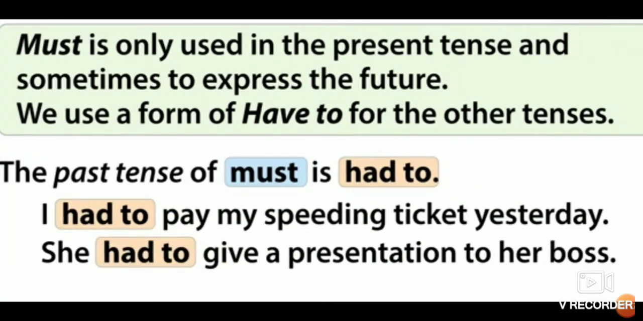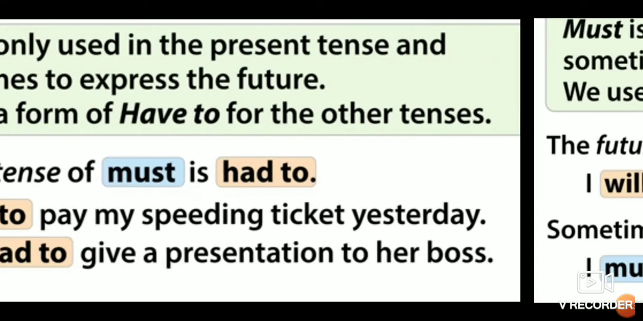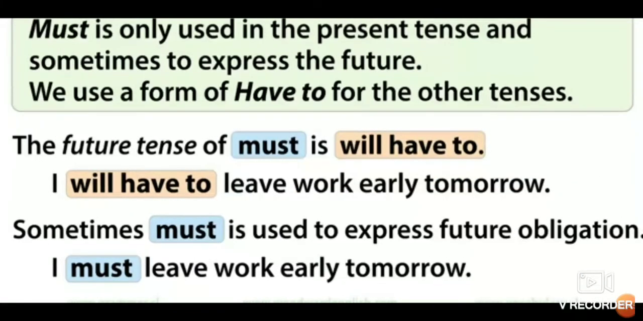Now, must is only used in the present tense and sometimes to express the future. Already we have read this. And have to for the other tenses, and had to for the past of must. Okay. The past tense of must is had to. I had to pay my speeding ticket yesterday. She had to give the presentation to her boss. Okay. Getting all of you? So, we are talking about the past tense, so had to is used here.